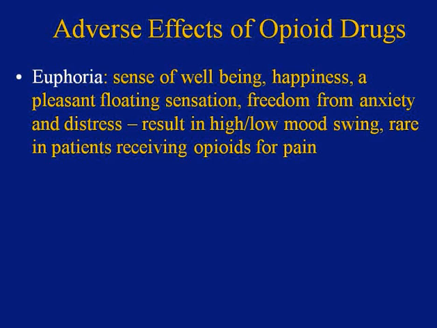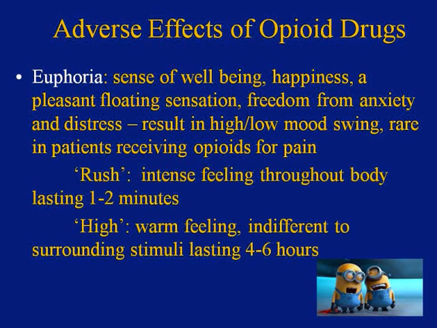We'll start with euphoria. Euphoria is that sense of well-being, like a floating sensation, freedom from anxiety, feeling disconnected from reality. And so this produces a very high mood. But when this goes away, the person goes down in the mood. So there's a high-low mood swing. This side effect is rare in those who receive opiates medically for pain, but this is the side effect which is a major contributor for opiates being drugs that are abused.